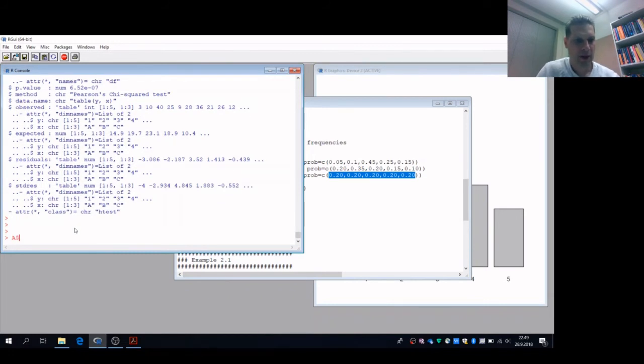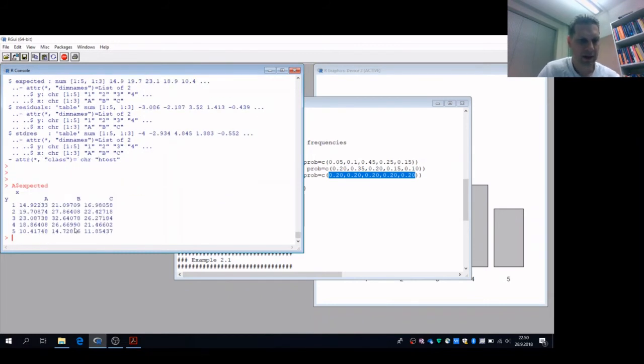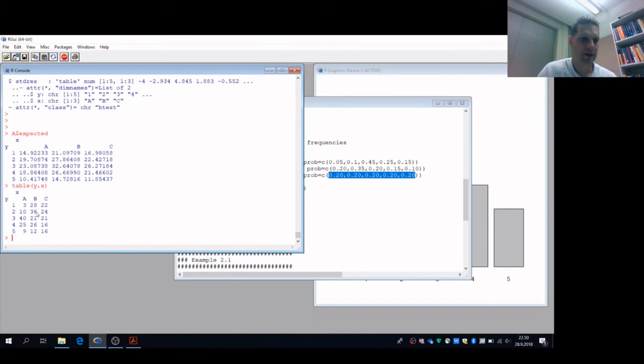For example, if I put here the expected, then this gives what sort of frequencies we should have seen if the conditional distribution of y were actually the same in the different categories of x.